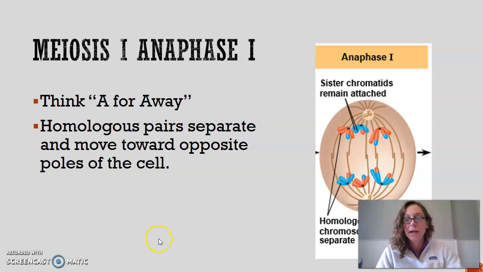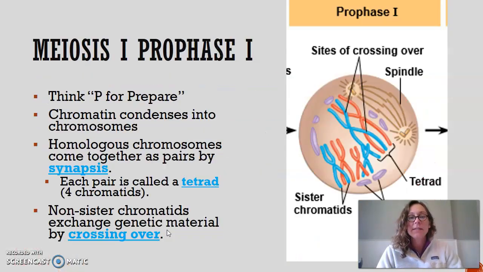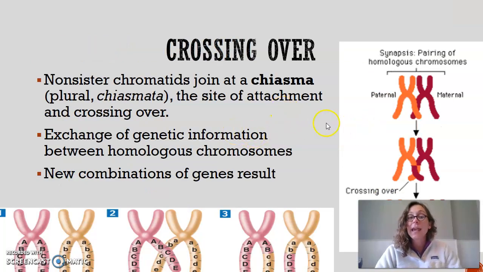I think when I was talking about synapsis and chiasma, I just want to clarify that synapsis is the process by which your homologous chromosomes pair up as tetrads, right? Chiasma is the actual location or site of attachment for crossing over. Okay, so just to be clear on that.